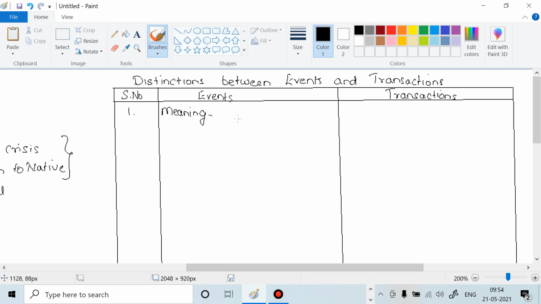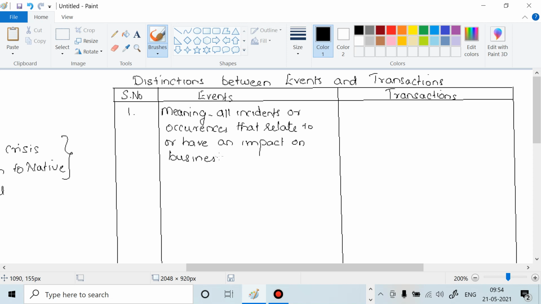So what is the meaning of the term event? All the incidents or occurrences that relate to or have an impact on the business, they are called events.